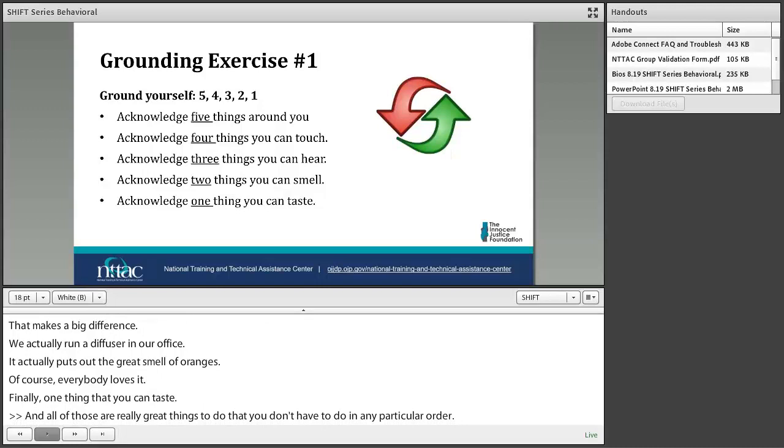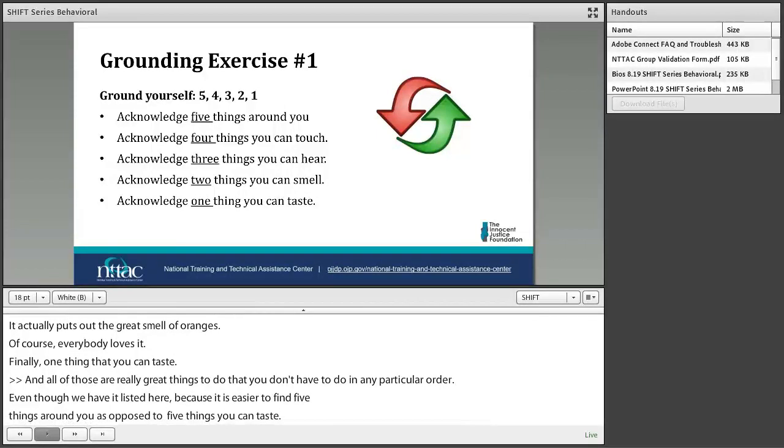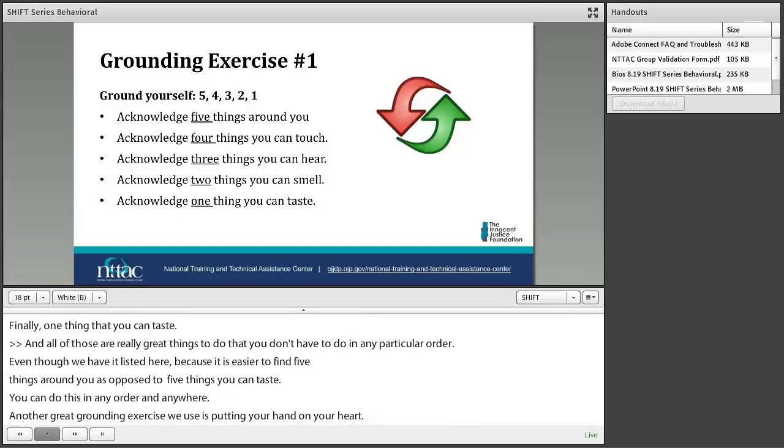Another really great grounding exercise that we use is putting your hand on your heart, because one of the most basic ways to calm ourselves from in utero was to hear the heartbeat of our mother and to feel the heartbeat of our mother. By putting your hand on your heart, that recreates that same sense of calm that you might have felt when you were in utero.